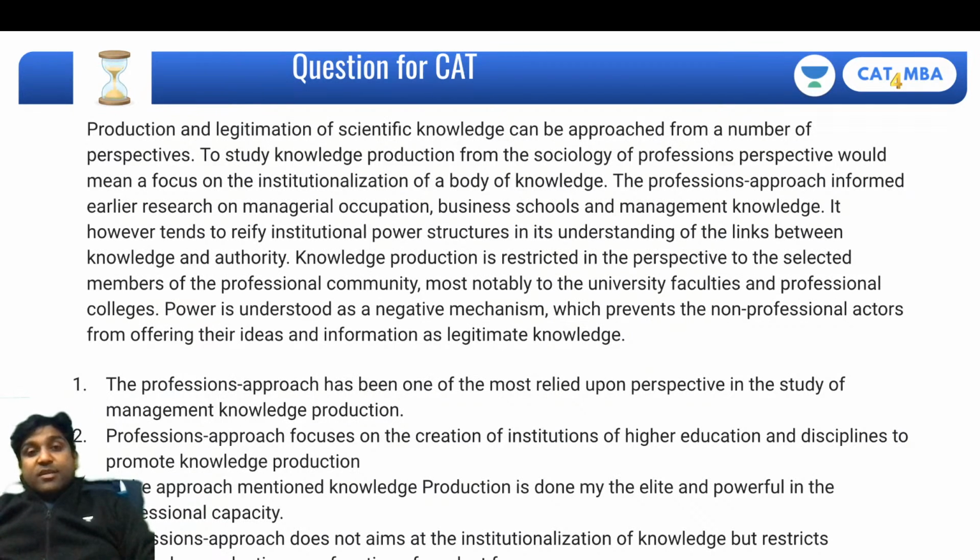See, what the author is trying to say here is that the production and legitimation of scientific knowledge can be approached from a number of perspectives. And to study knowledge production from the sociology of professions perspective would mean a focus on the institutionalization of a body of knowledge.